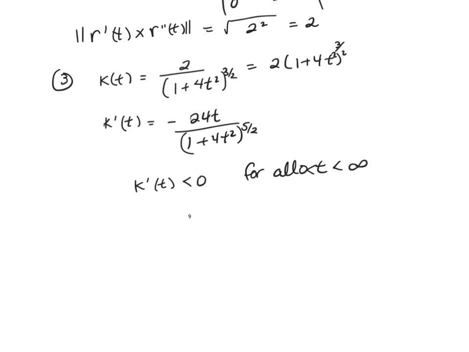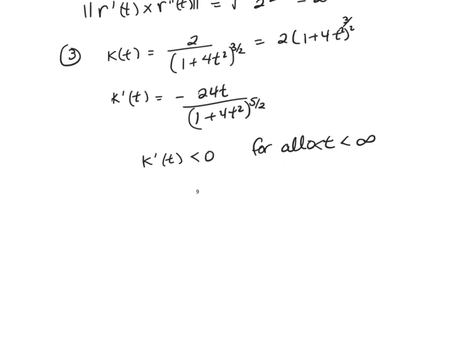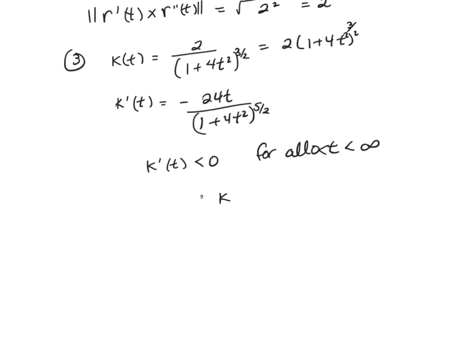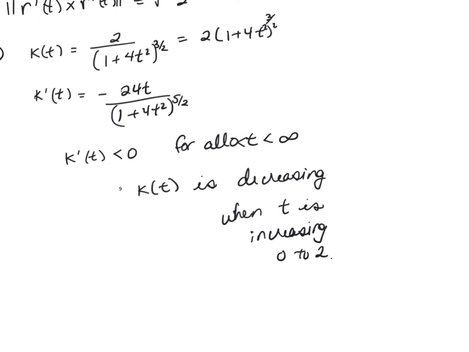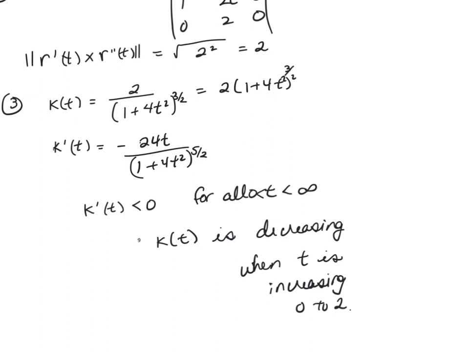Because this is negative, we are decreasing. So the curvature k of t is decreasing when t is increasing from 0 to 2. So that's it. Now let's confirm this by actually putting in my t value at t equals 0 and t equals 1, and then maybe even t equals 2.